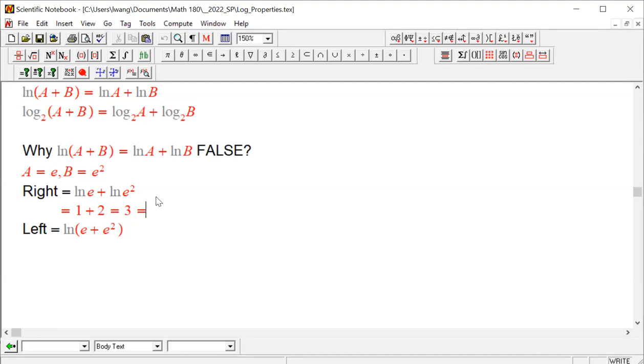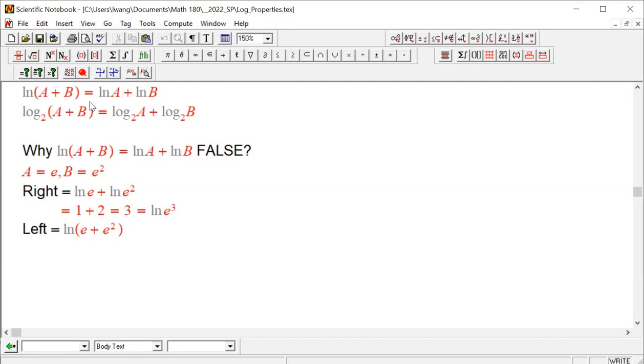The other thing is what 3 equals in terms of natural log. It equals ln of e to the power 3. Remember when we did the graph, we had lots of these evaluations. So 3 equals natural log of e to the power 3. If left equals right, that means e to the power 3 should equal that, and that cannot be true. You can check.